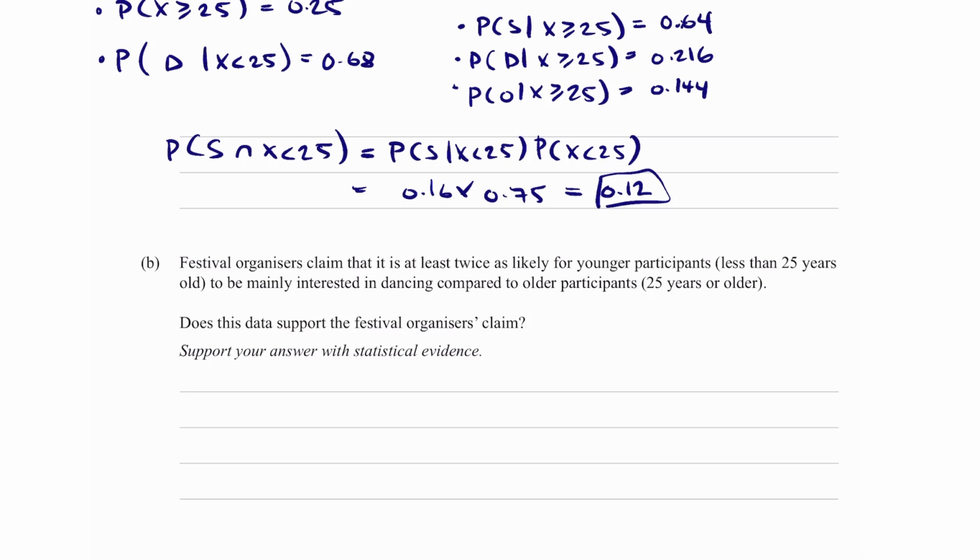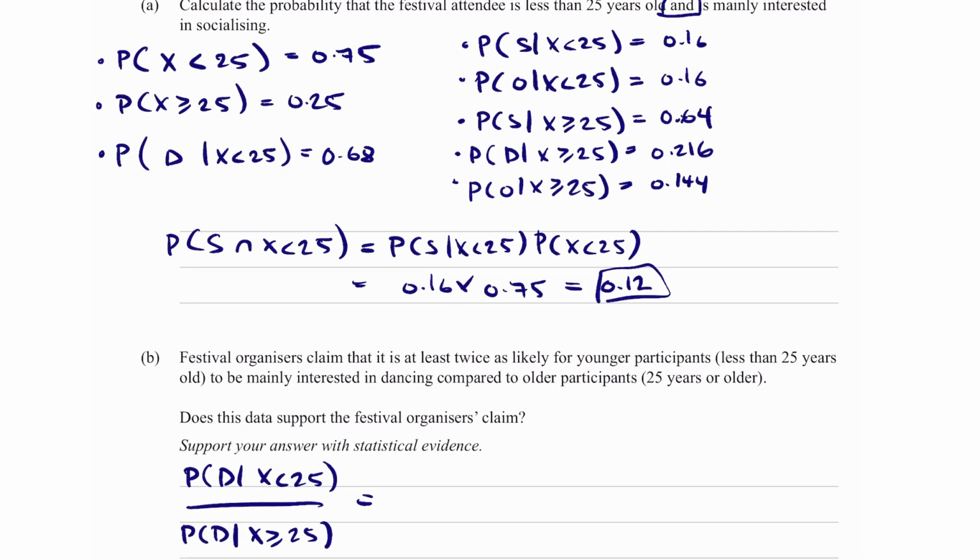Part B. Festival organizers claim that it is at least twice as likely for younger participants to be mainly interested in dancing compared to older participants. So we're going to do the relative risk. That is the probability of dancing given that you're less than 25, over the probability of dancing given that you're greater than or equal to 25. Dancing given that you're less than 25 is 0.68, over dancing given that you're greater than or equal to 25, which is 0.216.